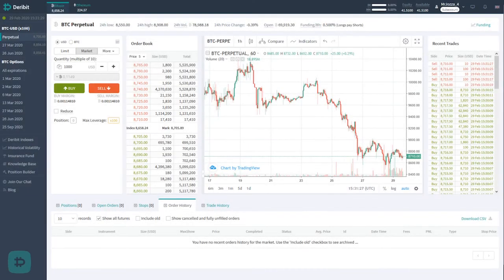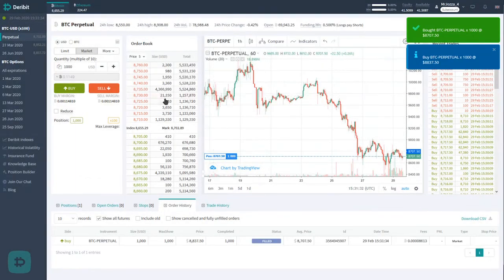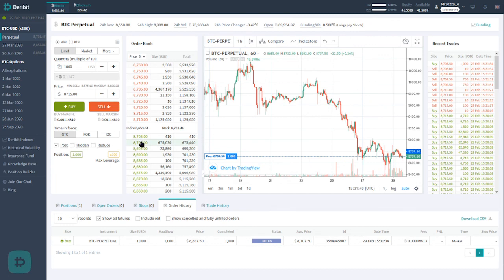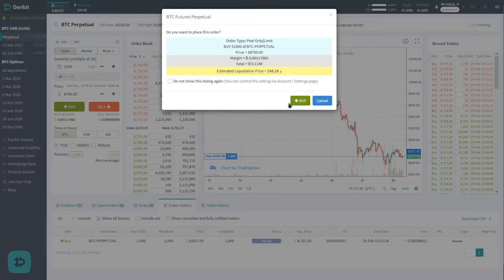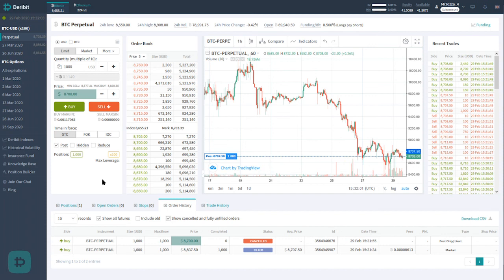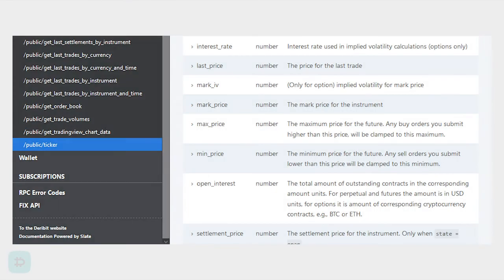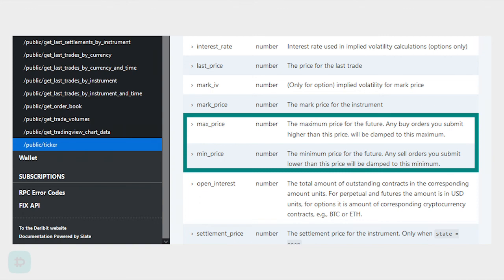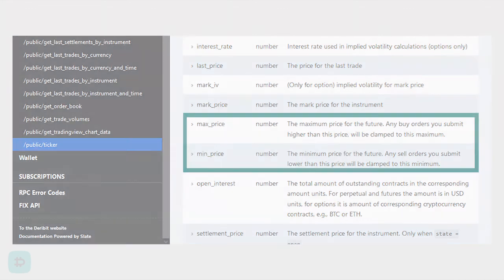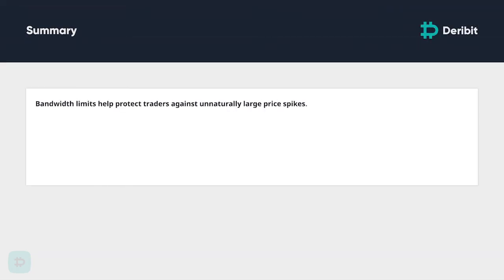Please note that when viewing the order history for a market order, the price field will reflect the bandwidth limit for that order. However, the average price field will show the average filled price. For a limit order though, the price field is constrained to the limit order price. These bandwidth limits, the min price and max price, can also be seen on the API with the public ticker endpoint.